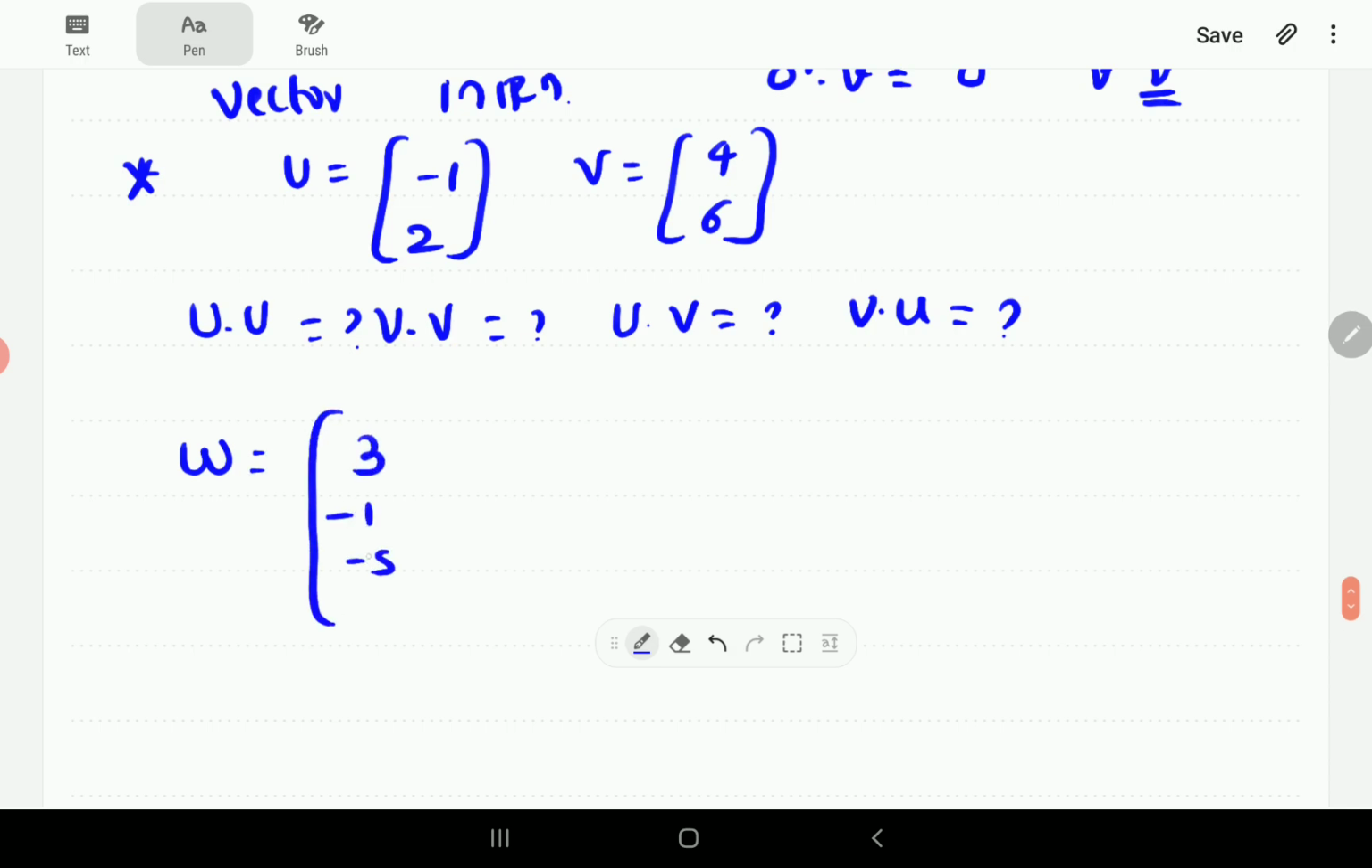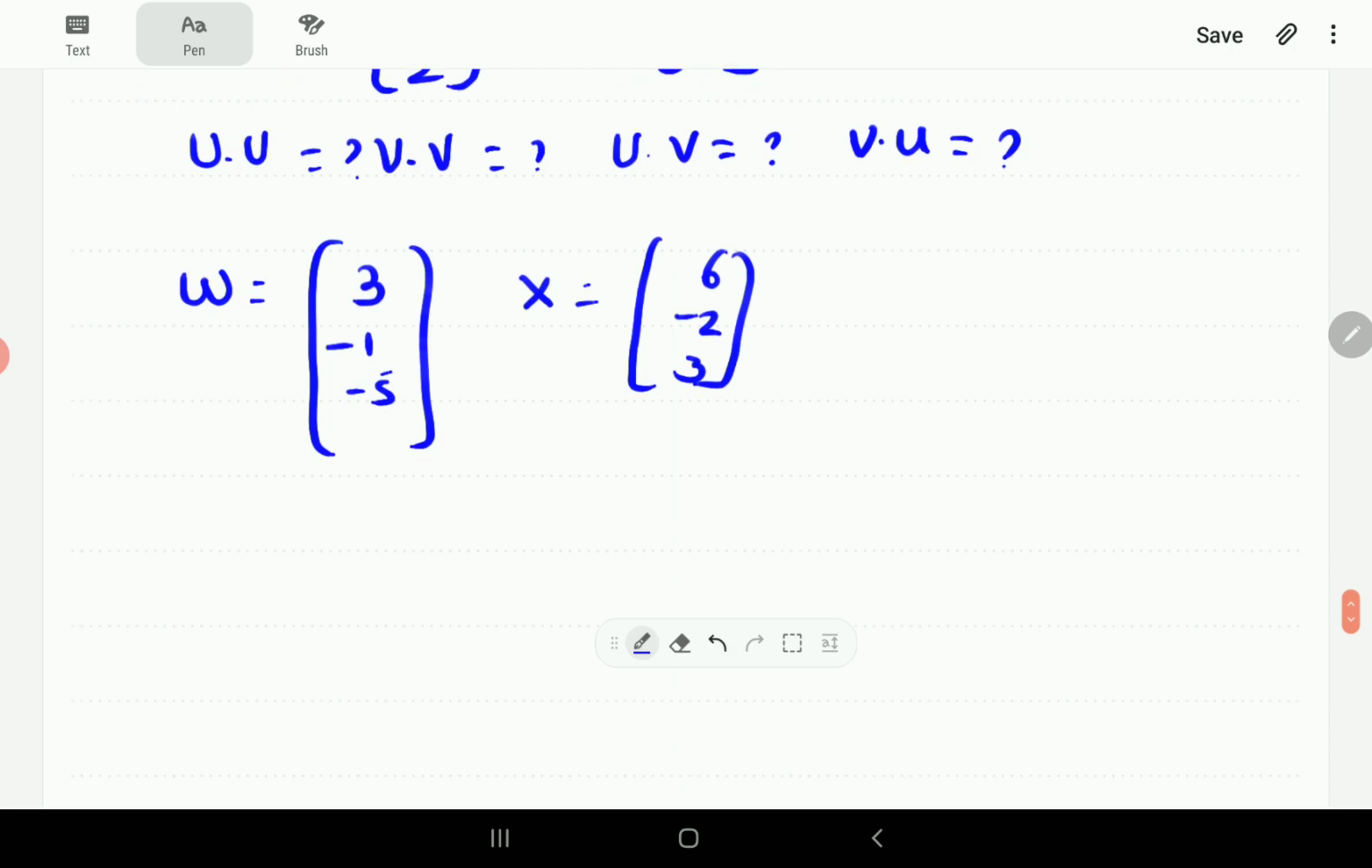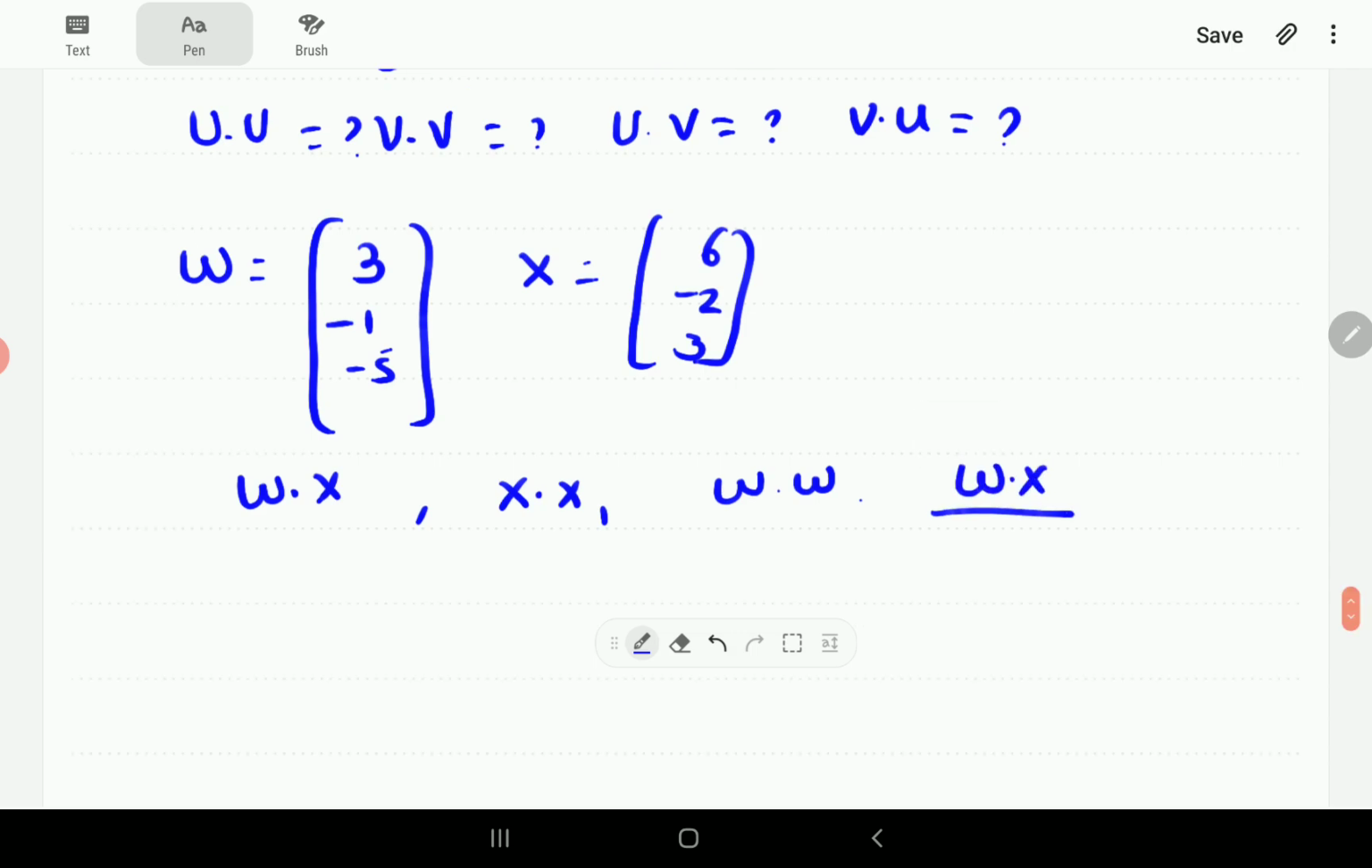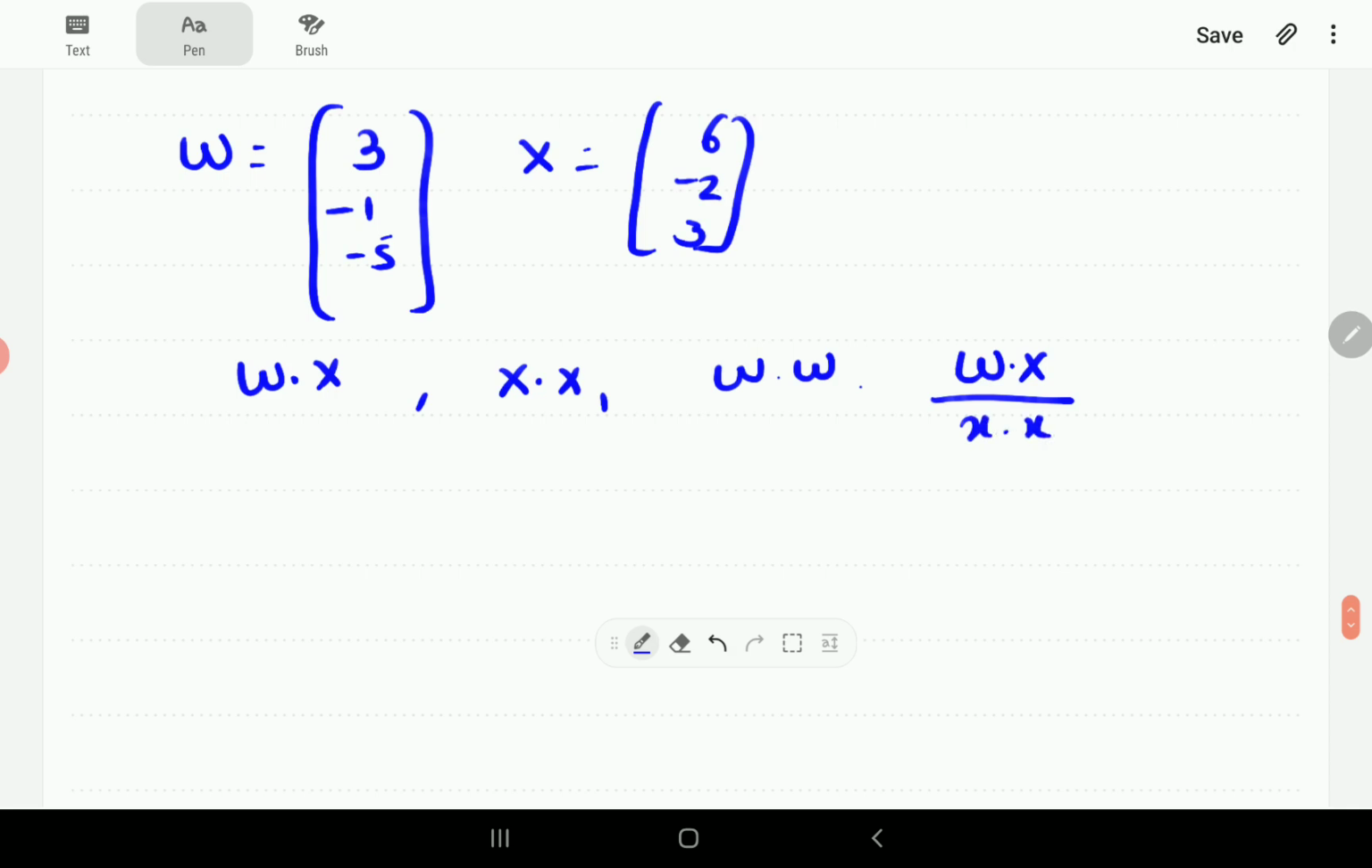Take w equal to (3, -1, 5) and x equal to (6, -2, 3). These are all simple examples. I want you all to practice them. Just find w dot x and x dot x, w dot w. You can also find w dot x upon x dot x, into x. Just find the inner products and multiply with the given vector, and check what you get.